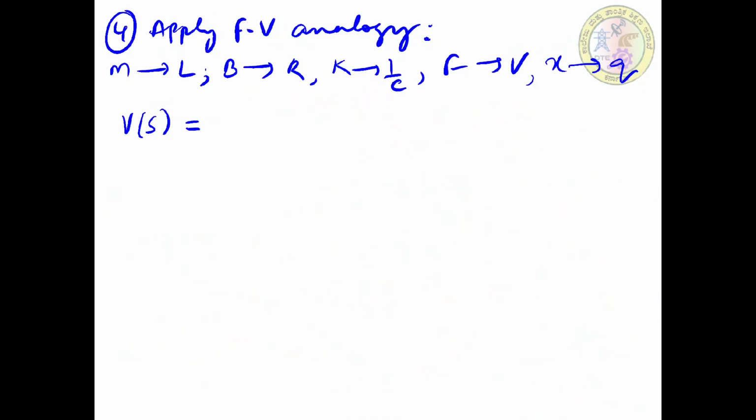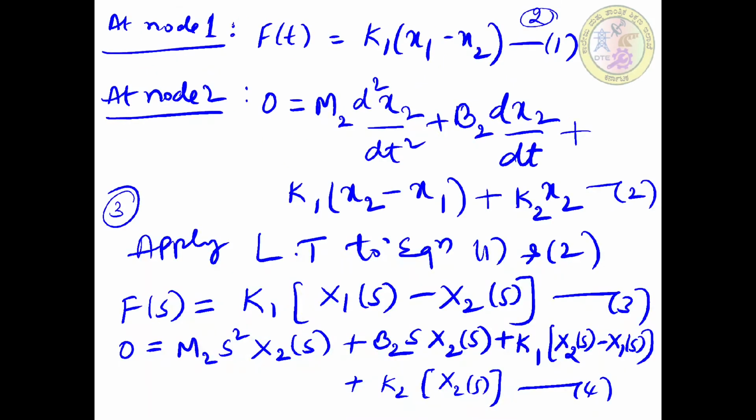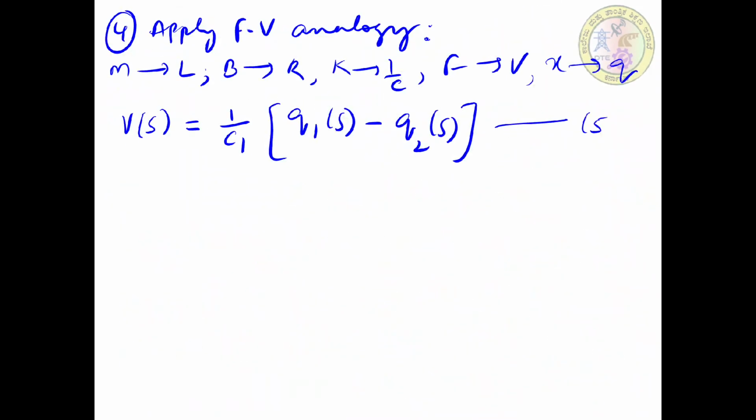So V(s) will be equal to 1/C1 into (Q1(s) − Q2(s)). So this I will call equation 5.